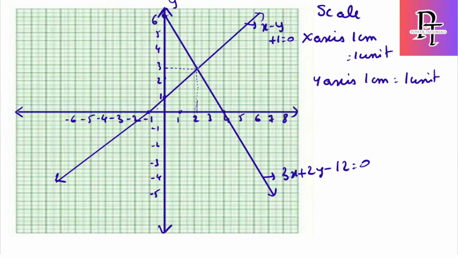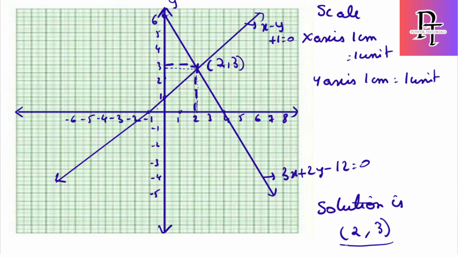So I think I had drawn the lines not correctly, so it should be somewhere like this. You should get the intersecting point exactly at 3 and the below should be exactly at 2. So the intersecting point should be 2 comma 3. If you draw it properly, you'll get exactly this point. At 3 and 2, the solution is x is 2 and y is 3.